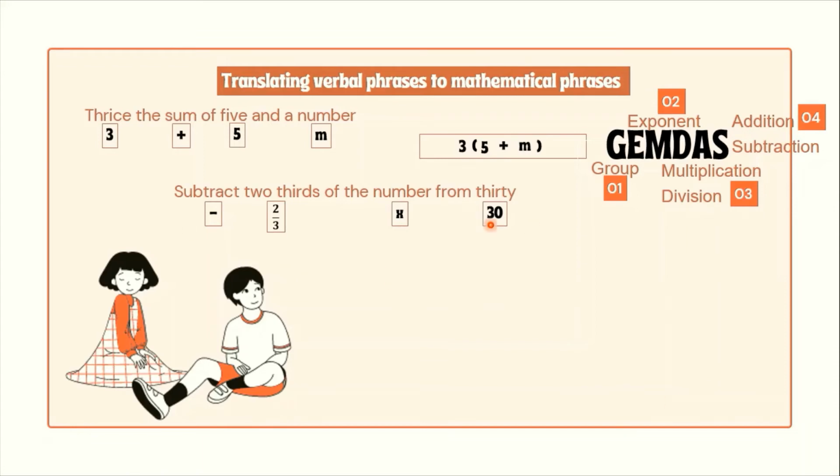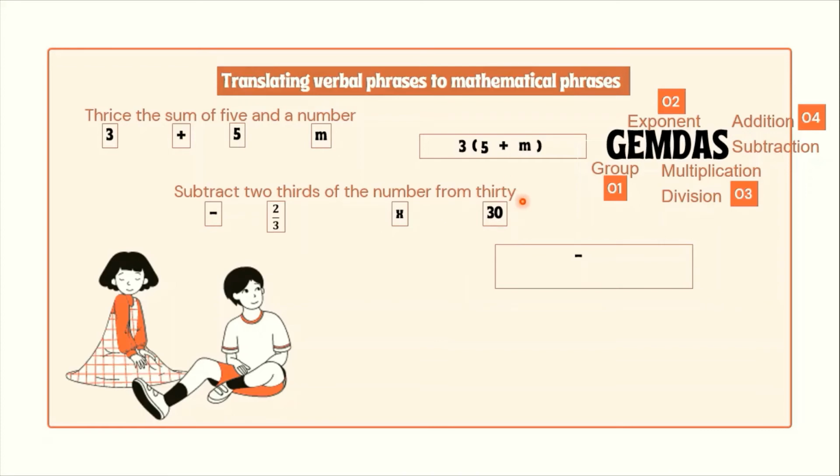After natin siyang matranslate into symbols and numbers, pwede na natin siyang gawing mathematical phrase. Una nating gagawin ay ilagay yung operation. So, alam natin na subtract, maglagay tayo ng minus sign. Sino yung isa-subtract kanino? So, gumamit tayo dito ng word na from. Subtract 2/3 of the number from 30. It means that yung 2/3 of the number ang ibabawas mula kay 30.